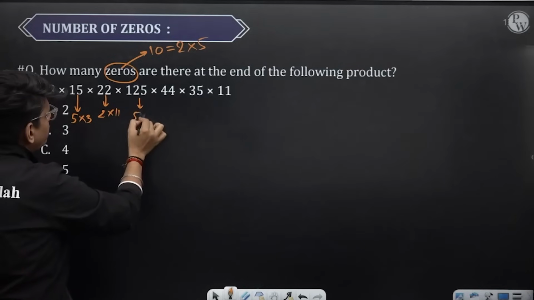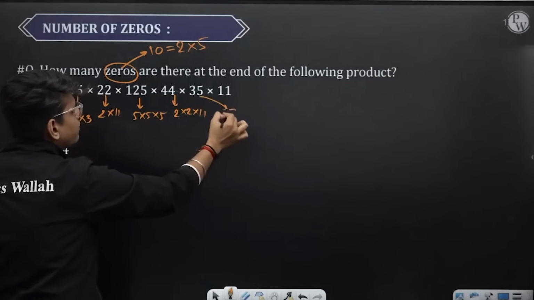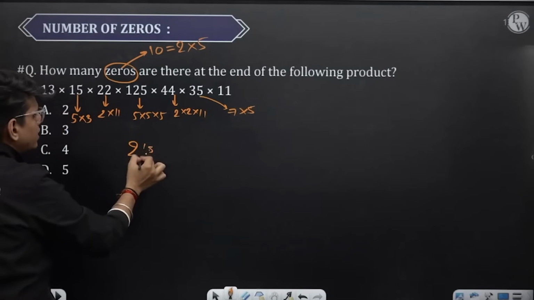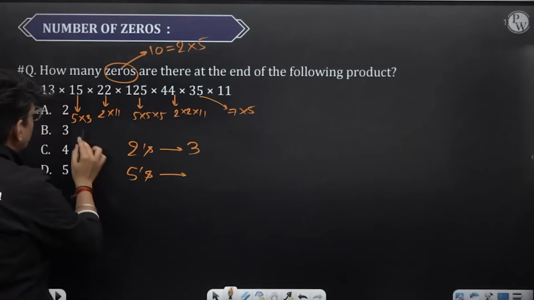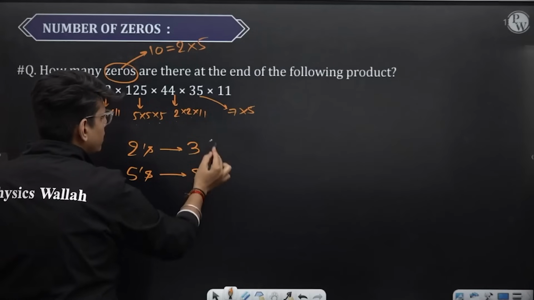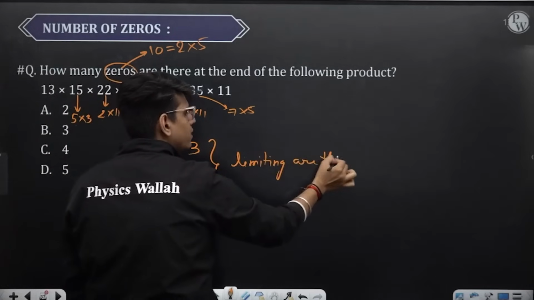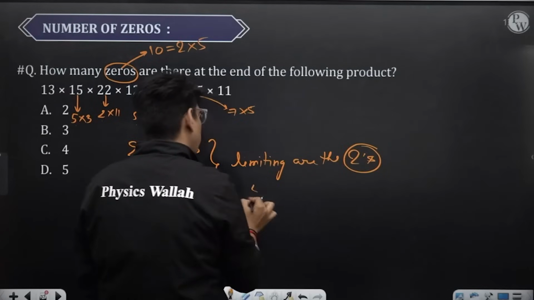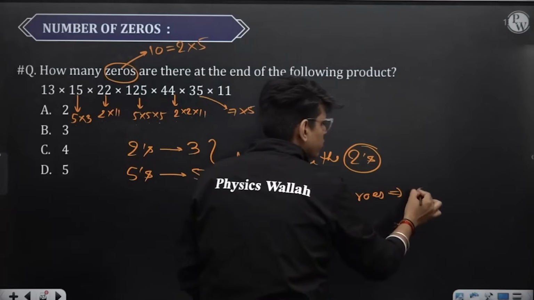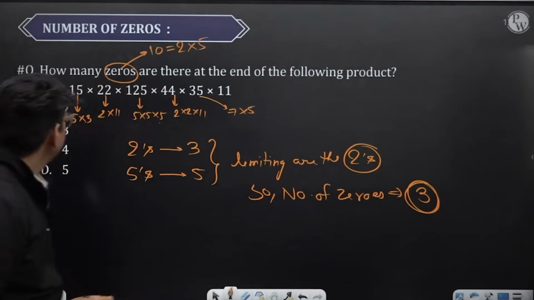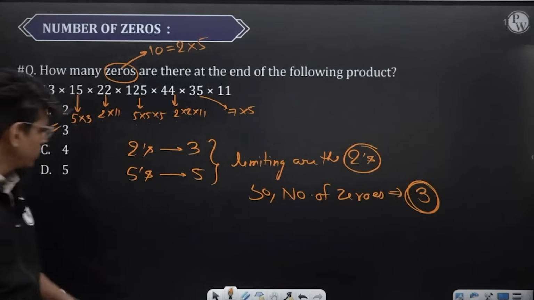Here we can find 5 into 5 into 5. This is nothing but 2 into 2 into 11. This is 7 into 5. So how many 2s are there? 1, 2, 3. How many 5s are there? 1, 2, 3, 4, 5. Okay. The limiting ones are the 2s. Okay. So the number of zeros equals 3. Right. So in this expression, the number of zeros will be 3. Okay.